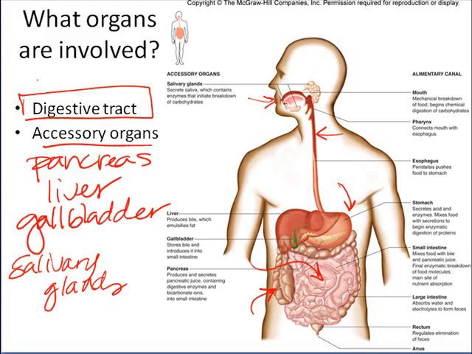So the main part of the digestive tract is where the food actually moves through the tubular feature. Accessory organs are there to assist in the digestion usually by providing some sort of chemical substance such as saliva, or if you're the liver, maybe it's providing bile, or the pancreas, which provides lots of digestive enzymes.